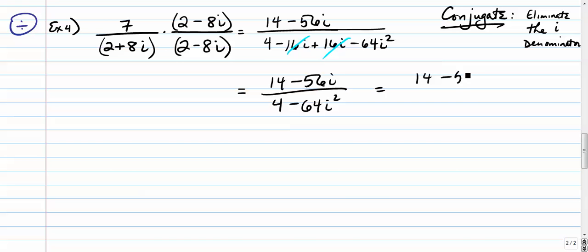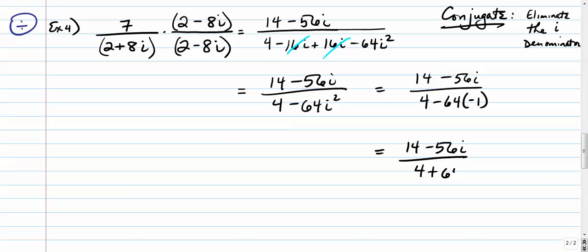Keep going here. Minus 64 times negative 1. Remember, we said that there's a nice little substitution that can be made right here. I squared is equal to negative 1, so we'll make that substitution and simplify. 14 minus 56i, so it's 4. In the bottom it is 4 plus 64. So we have 14 minus 56i over 68. Okay?